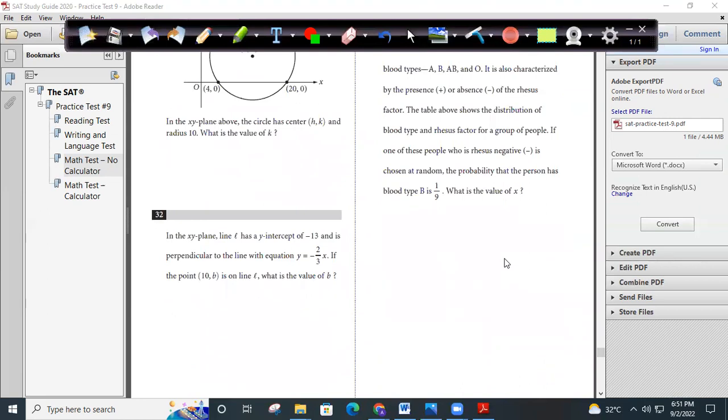Question number 32. See, I have almost 4 or 5 questions just based on equation of line. See question number 32. Attempt and give me your answer.